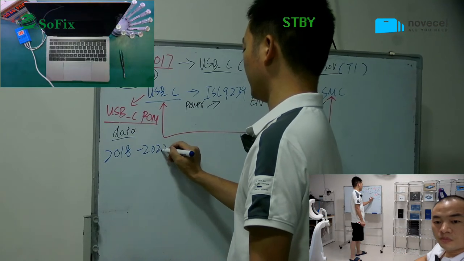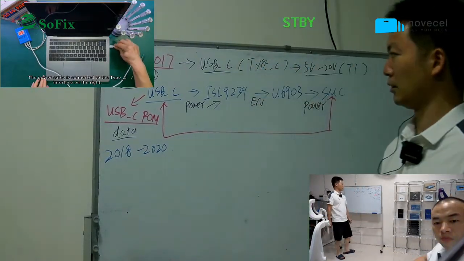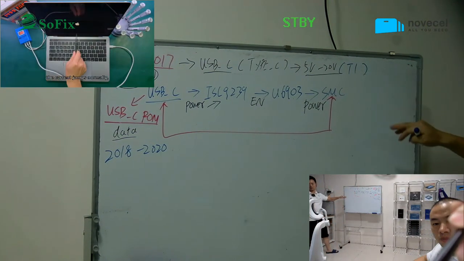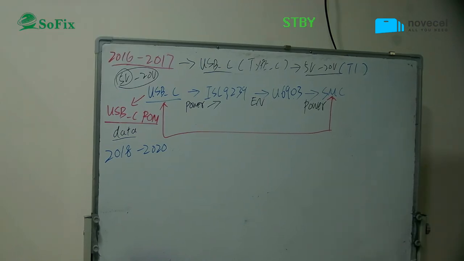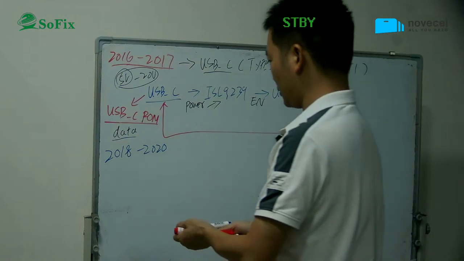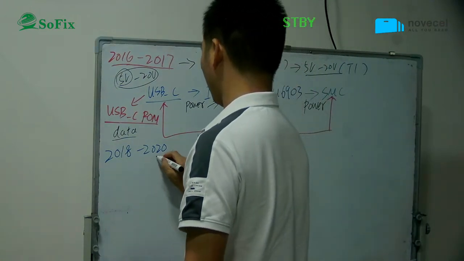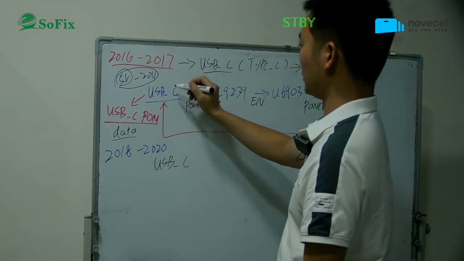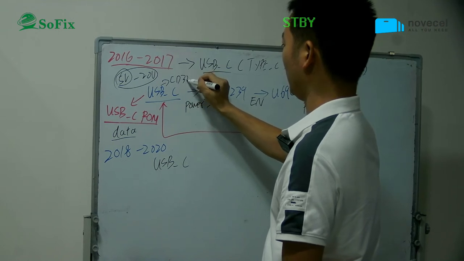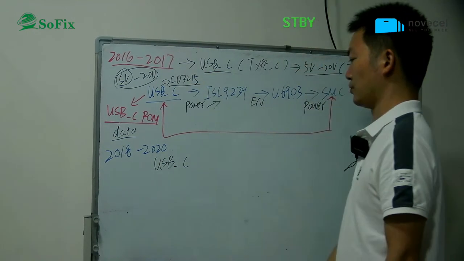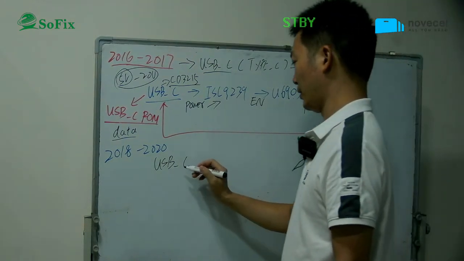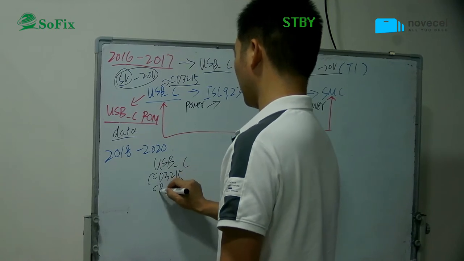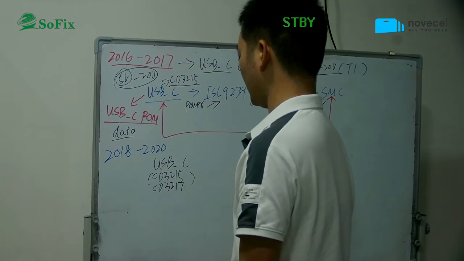2018 to 2020. About the T2 model, the socket goes from 5 volt to 20 volt. T2 also uses a USB-C chip, but this model uses the CD3215. For the T2 model, it uses the CD3215 or CD3217.